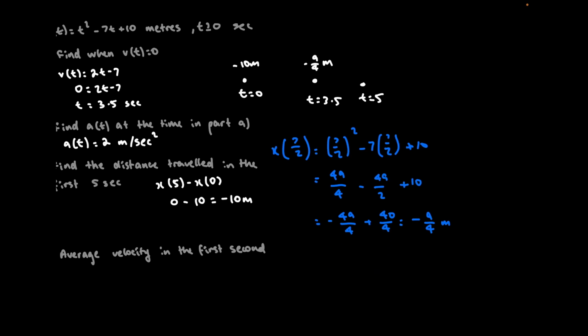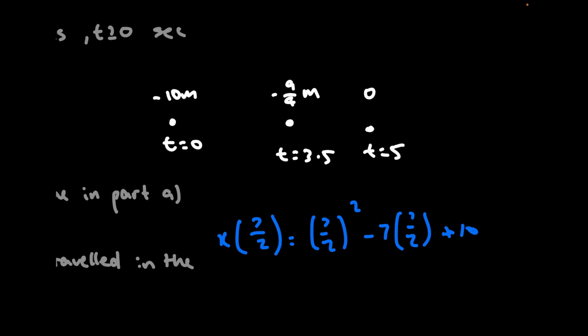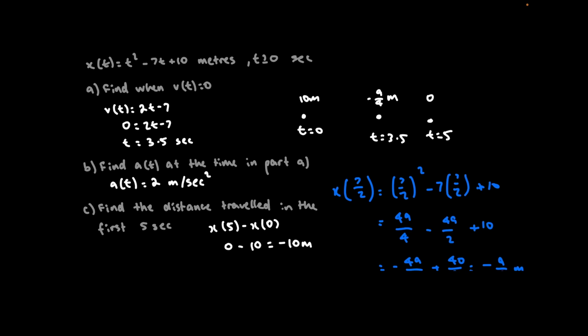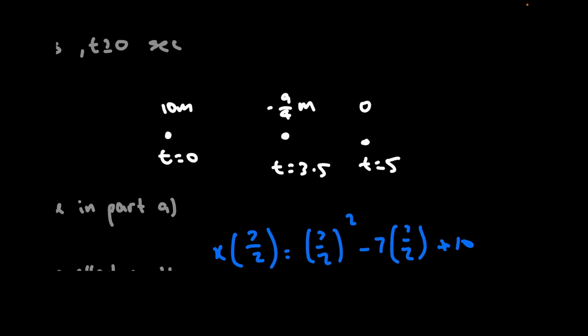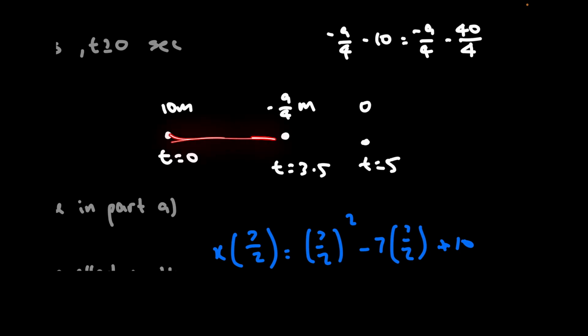And then the displacement when t equals 5 is simply 0. Okay, so we have worked out the displacement at each of these key points. So what is the distance traveled from minus 10? In this case it should be 10 meters. So the initial displacement was actually 10 meters. So what was the distance traveled between 10 meters and minus 9 on 4 meters? Well, that would be simple. That would just be minus 9 on 4 minus 10. And this is the same as minus 9 on 4 minus 40 on 4. So the distance traveled between these 2 points here, if I do it in a different color, is simply going to be minus 49 on 4.